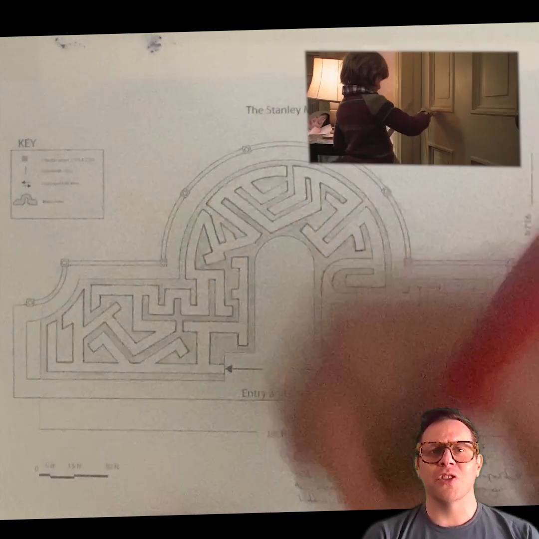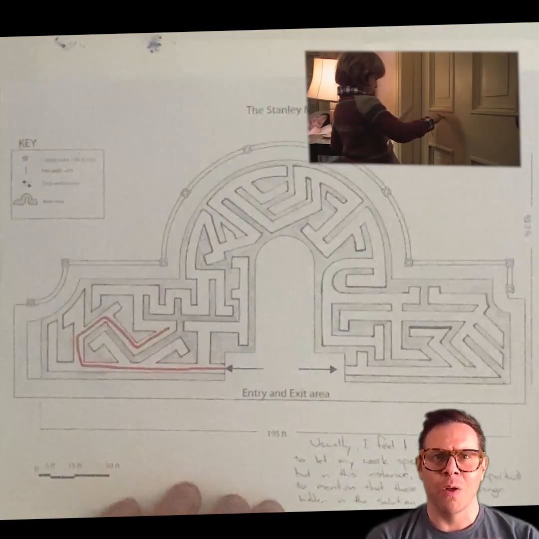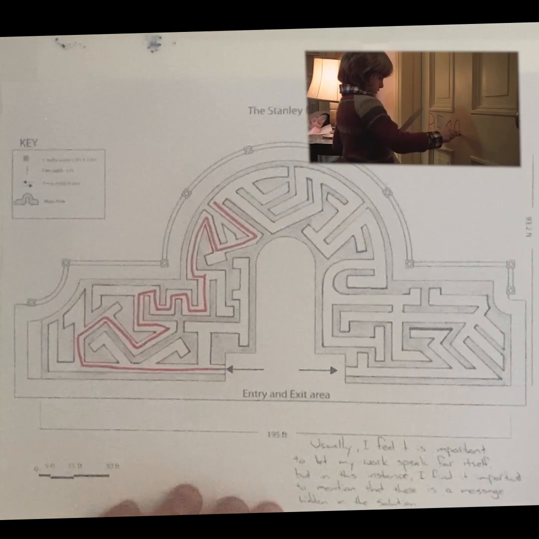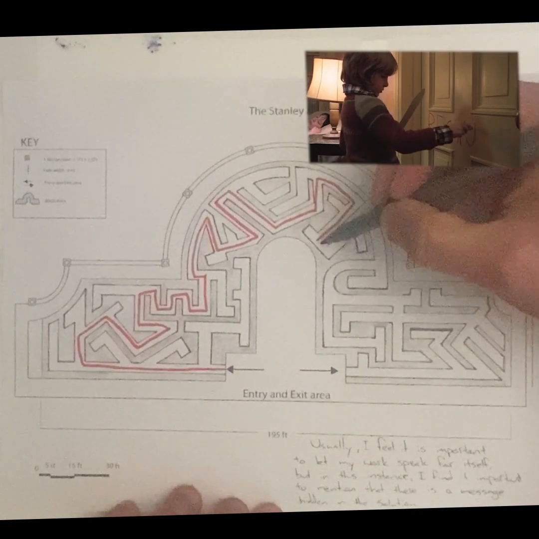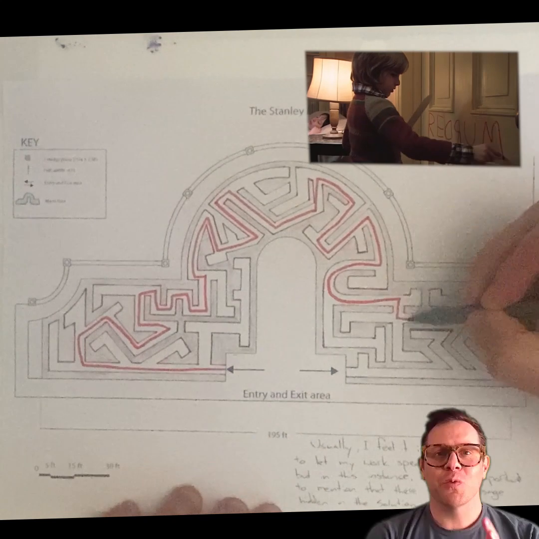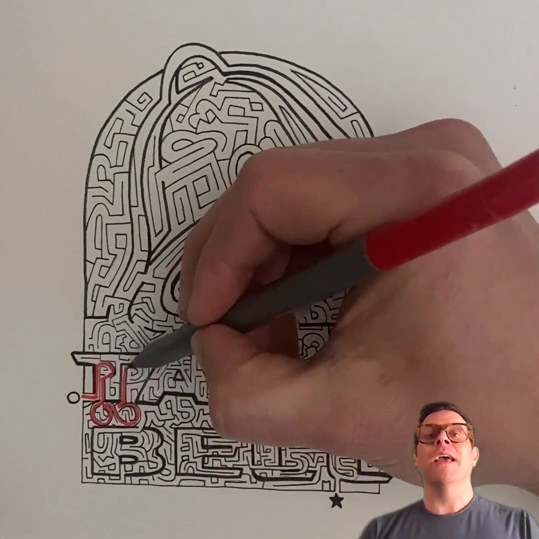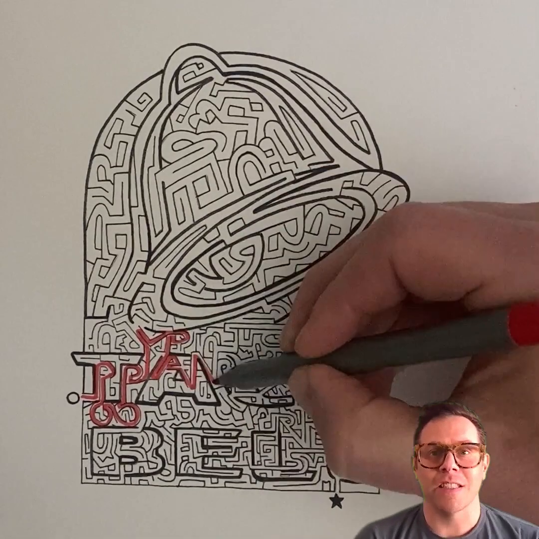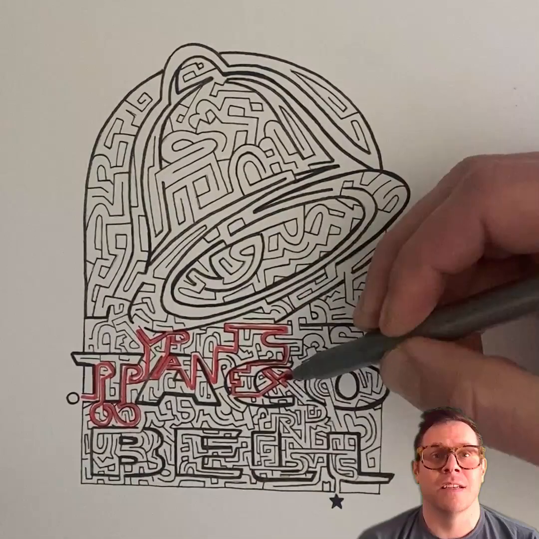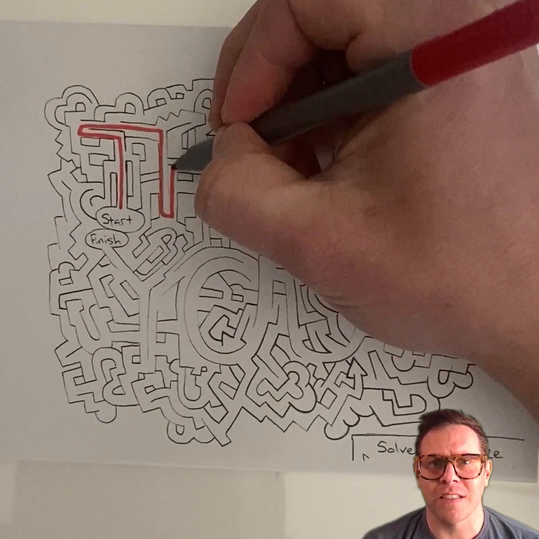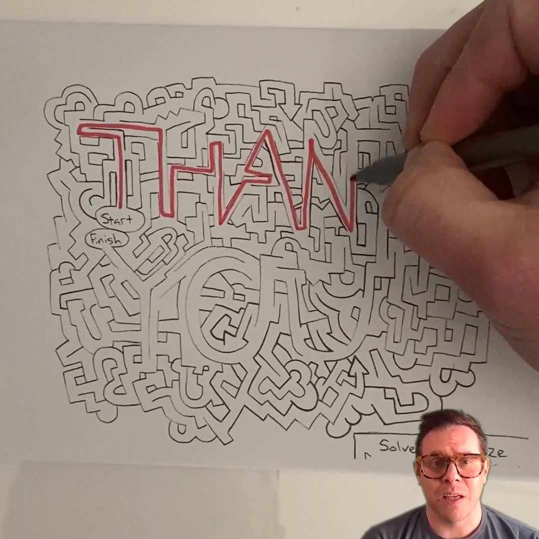Here's one I did for a competition for the hotel where The Shining was filmed. So, of course, when you solve this one, it spells out Red Rum. Here's one I did for some reason that looks like the Taco Bell logo. And when you spell that out, it spells out Poopy Pants Express. Here's one early on, me trying to do this. It looks pretty obvious. Spells out thank you.